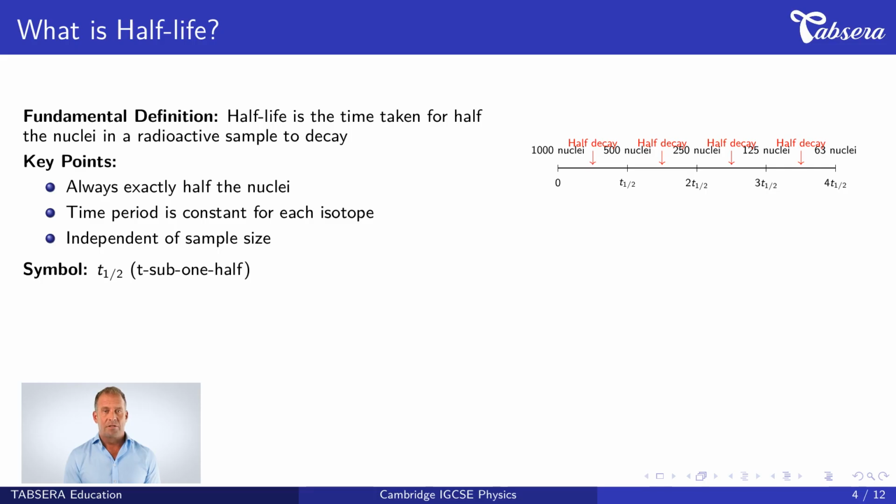Second, the time period is constant for each specific isotope. Carbon-14 always has the same half-life. Third, it's independent of sample size. Whether you have 1,000,000 nuclei or just 10, the half-life time remains identical. We use the symbol T sub 1/2. The diagram illustrates this perfectly, showing how a sample of 1,000 nuclei reduces to 500 after one half-life, then to 250 after two half-lives, and so on.